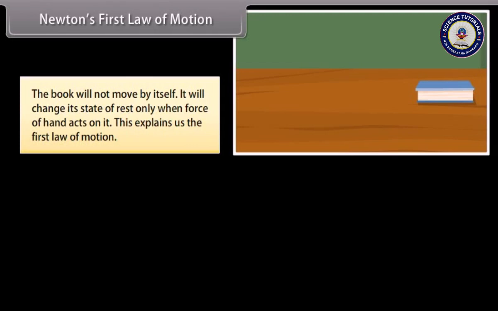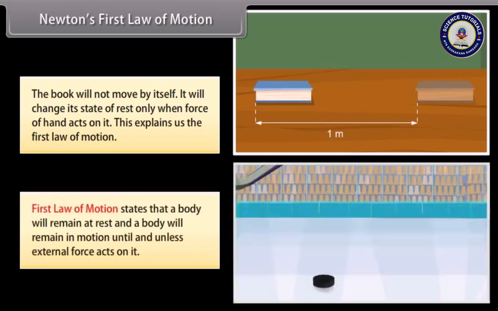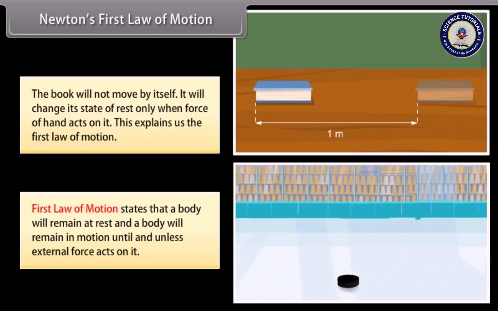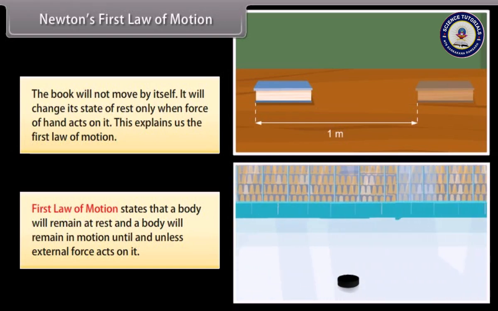Newton's first law of motion. The book will not move by itself. It will change its state of rest only when the force of the hand acts on it. This explains the first law of motion. The first law of motion states that a body will remain at rest and a body will remain in motion until and unless an external force acts on it.